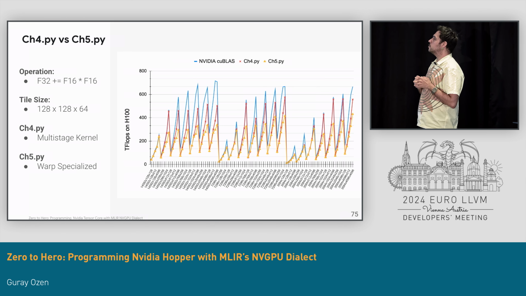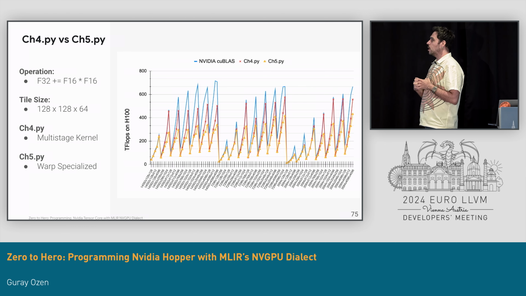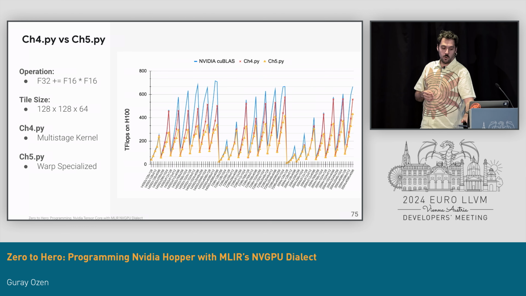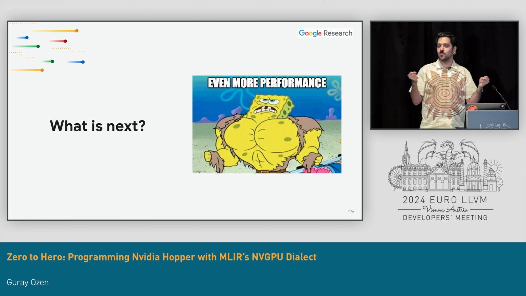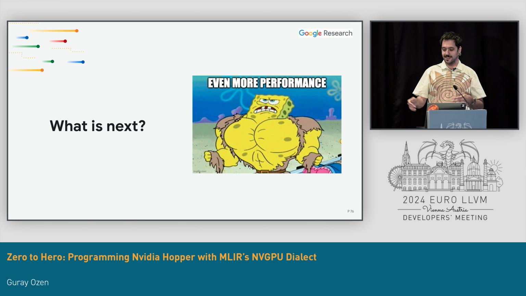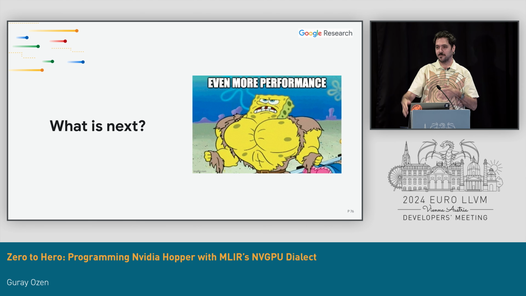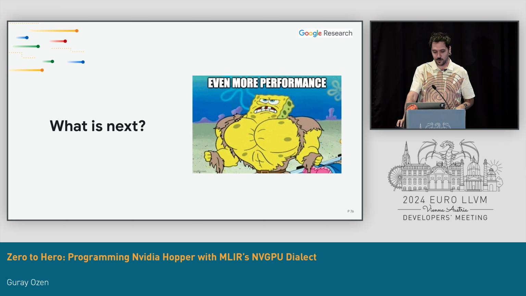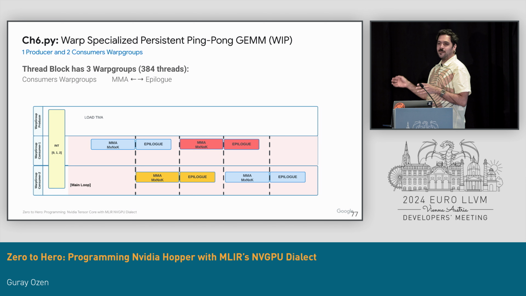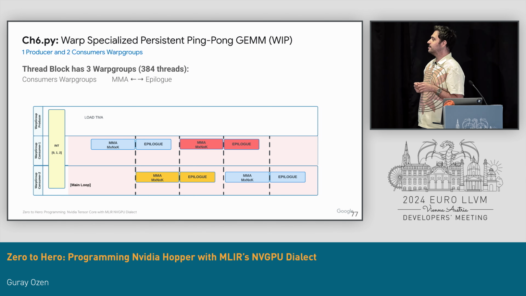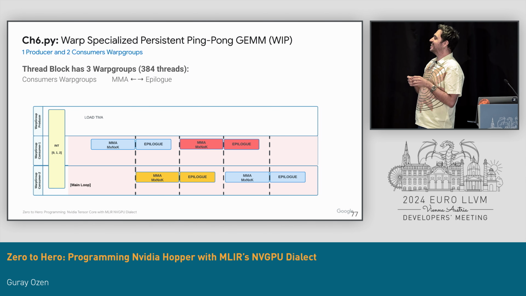We learn how to do warp specialization. This is important, so how can we get more performance? We want more performance because CuBLAS has it. I mean, the technique is there, we can generate the code. Well, this is the next chapter. It is coming. Stay tuned. I don't have it yet.